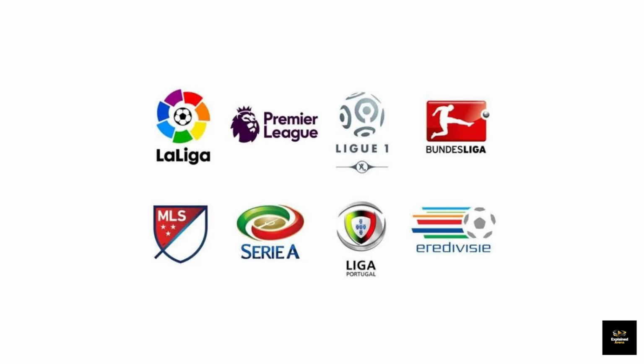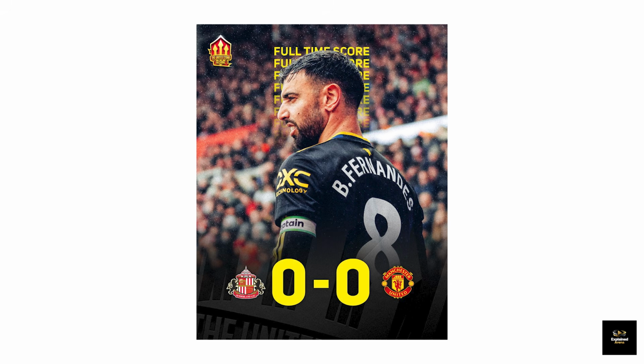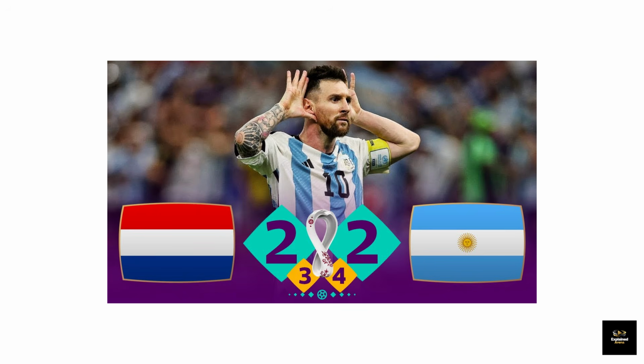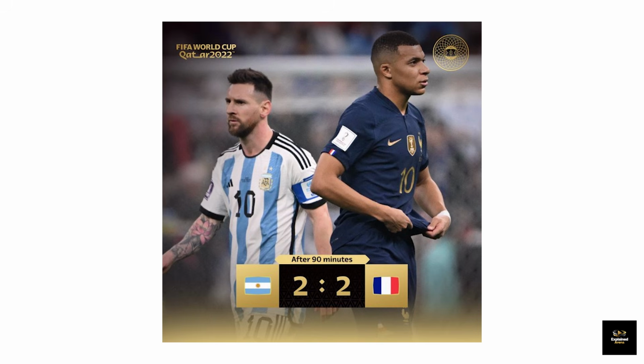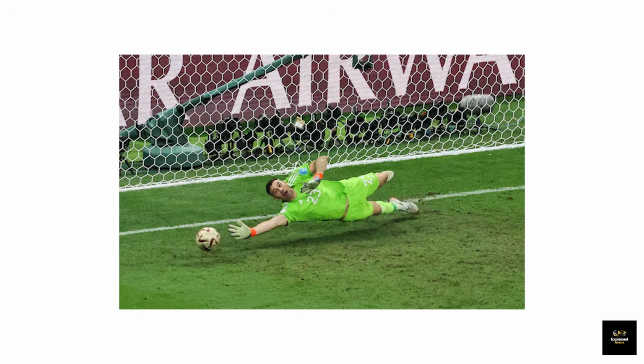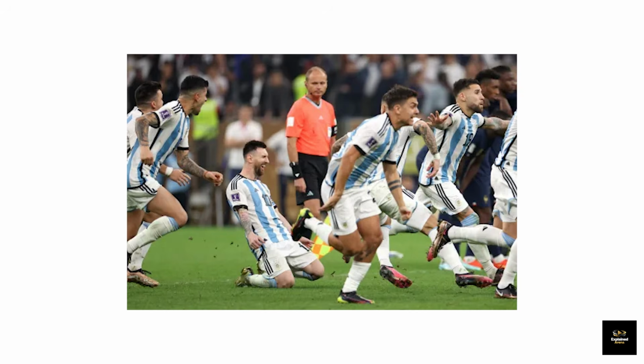In league matches, games can end in a draw if both teams have scored the same number of goals. However, in knockout competitions, a winner must be decided. If the score is level after 90 minutes, the match goes into extra time, which is 2 additional periods of 15 minutes each. If it is still tied after that, it goes to a penalty shootout, where each team takes turns shooting from the spot until one side wins.